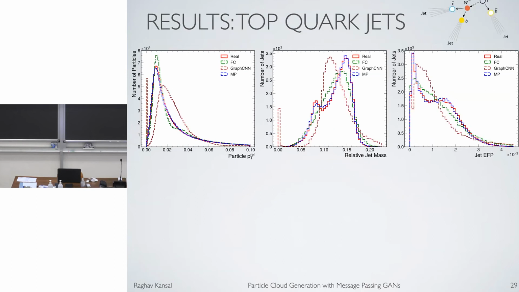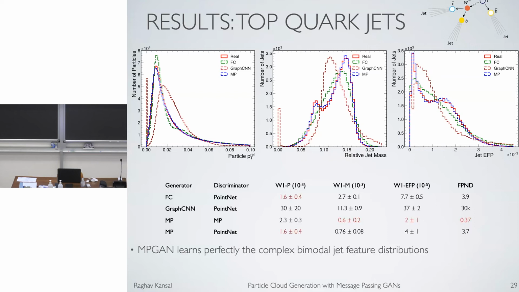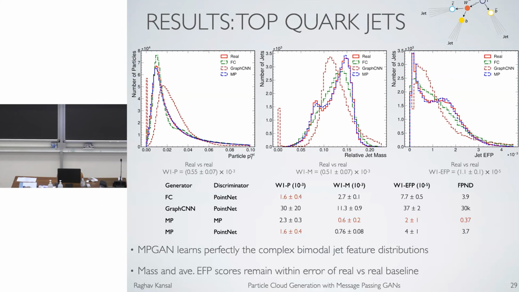than this. Okay, top quark jets, which are more complicated because we have a top quark which decays into a W boson and a B quark, which then decays into two more jets. So it's a very complex jet, and we also have clustering effects. Sometimes when we try to cluster this afterwards, we miss one of the B jets, so we end up with just a W mass at a lower mass peak compared to the actual top quark mass. So it's a lot of complex physics and effects happening here, but we can see visually that MP-GAN is able to learn this bimodal distribution perfectly as well. Also quantitatively, we see that the mass and EFP scores remain within error of the real versus real baseline. Okay.